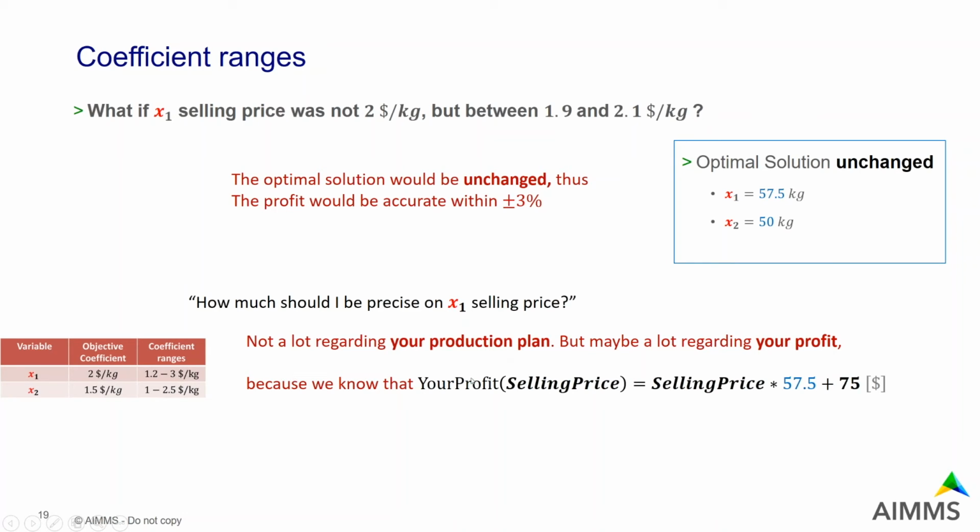Just be aware of that because your profit actually depends now just on the selling price, because the quantities are fixed, because in this case there is no change in the optimal solution. And so your profit will follow this function, here the selling price of X1, of course.